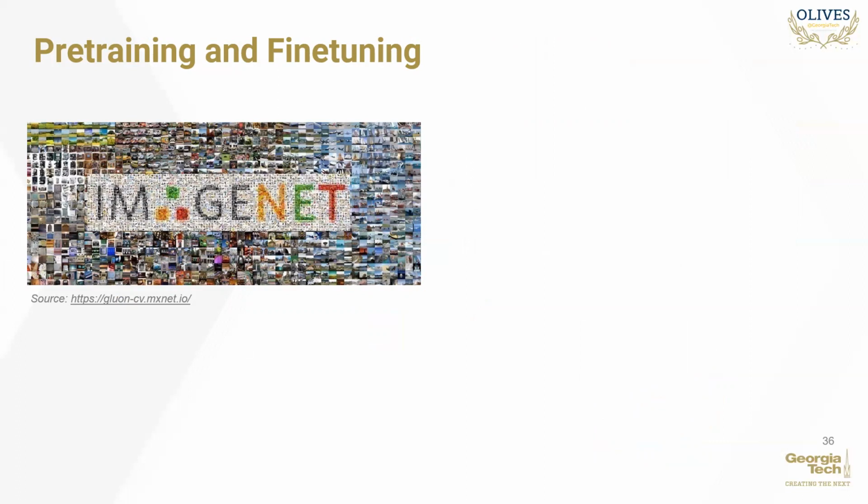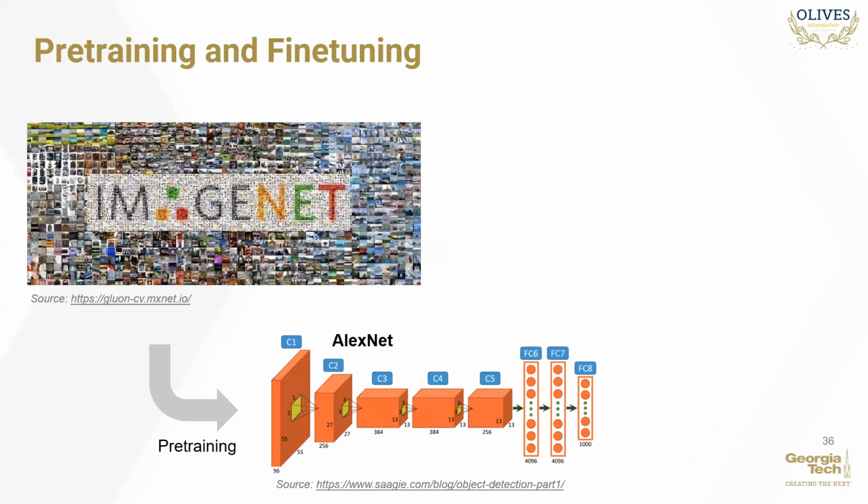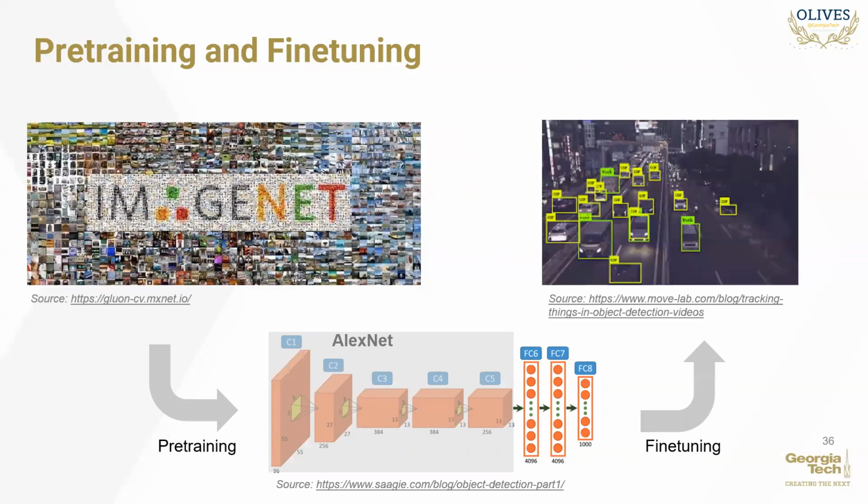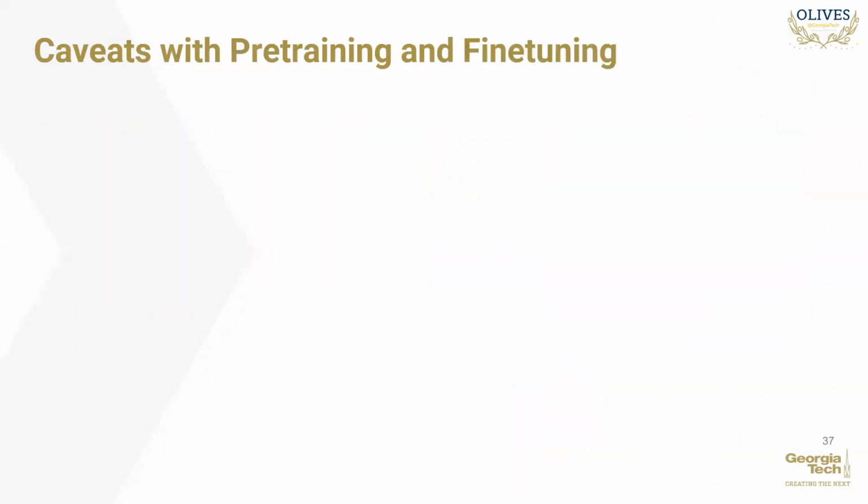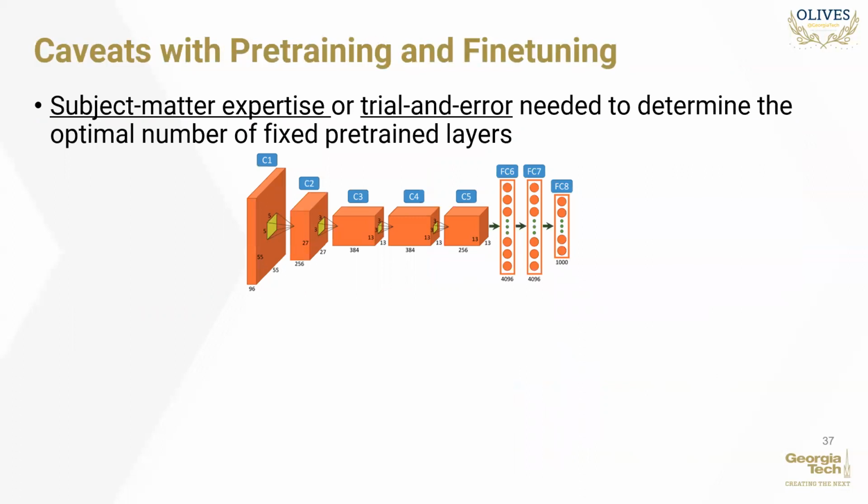Using an example from computer vision, we have a large-scale data set like ImageNet that is used to train a network architecture like AlexNet. Afterwards, one would take this pre-trained network architecture, freeze the earlier layers, and only fine-tune the last few layers on the target domain, on the target data set. The problem with pre-training and fine-tuning is firstly that you need a lot of subject matter expertise and trial and error to determine the optimal number of fixed pre-trained layers. So how many layers should you keep fixed, and how many layers should you fine-tune on the target domain? That's a big problem with the conventional strategy.